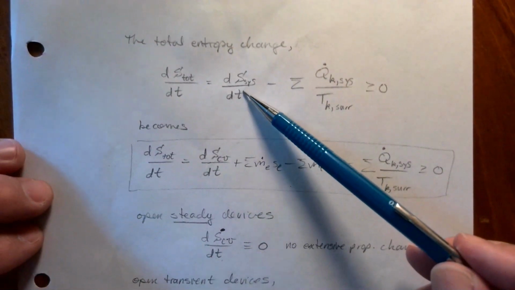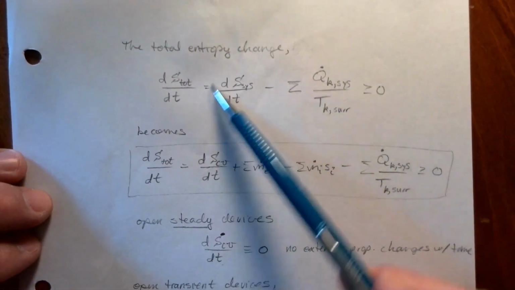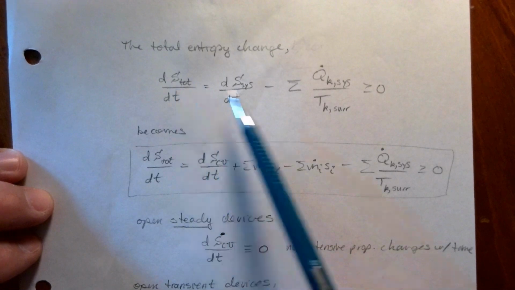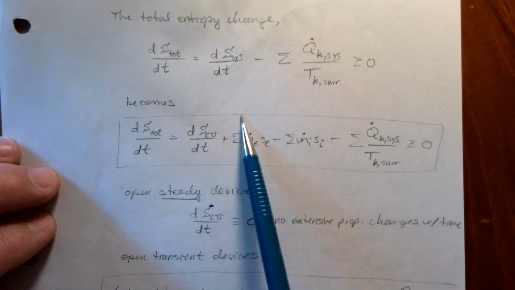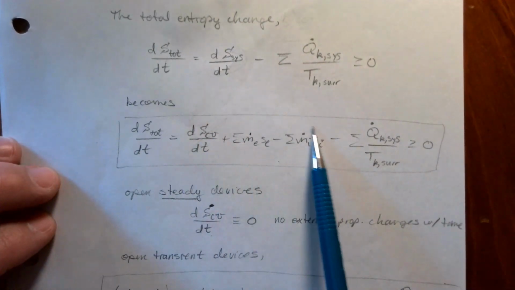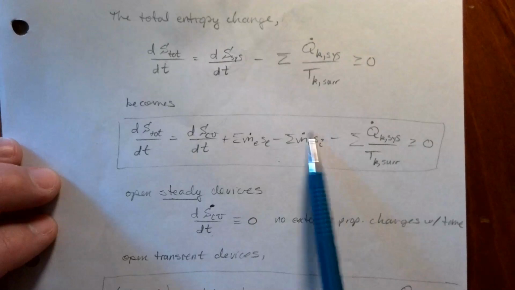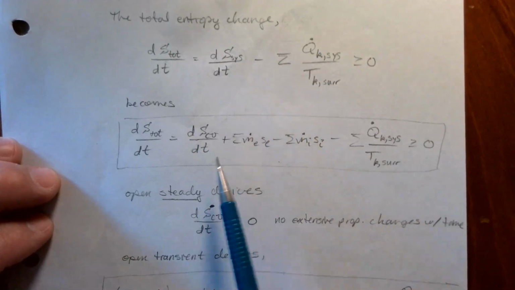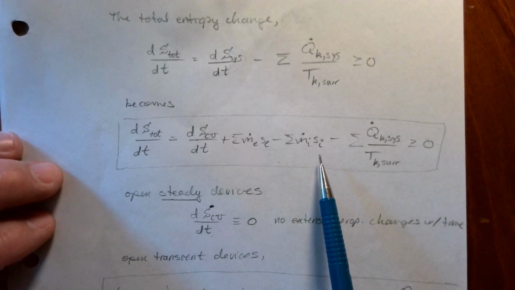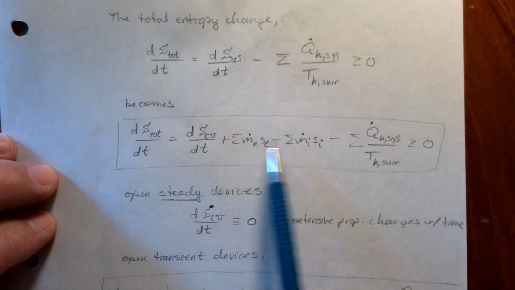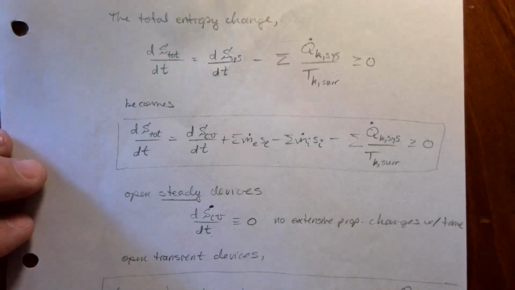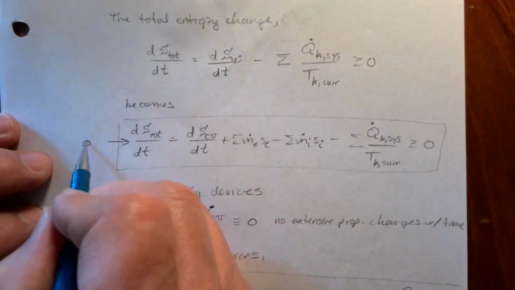So if we do that algebra, we're just making a substitution for this. Again, this is the second law. This is sigma dot isolated. This is the second law. Make a substitution for that, and we end up with this equation. So all of this is what got substituted. All of this now replaces that. And so in this equation, we don't have a reference to S system anymore. We have a reference to S control volume and the rates at which things are coming in and out of the control volume.